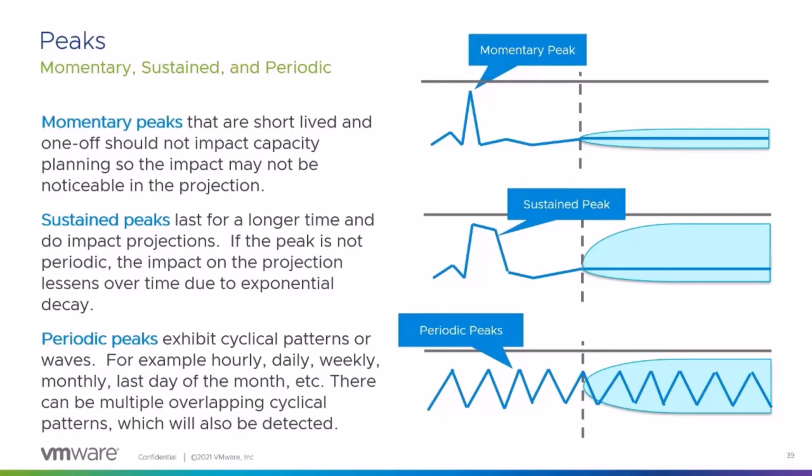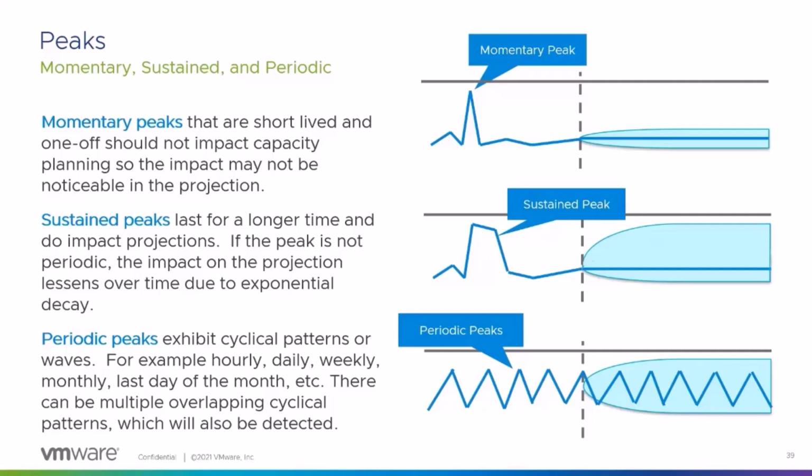And then the last one is periodic peaks. These are peaks that have patterns to them. These can be things like once an hour, daily, weekly, monthly. It can be specific days of the month. There are a lot of different patterns that could be going on, and you can even have multiple patterns at the same time, like an hourly pattern with a monthly pattern. The system can detect those different periodicities and then use them in the projections. So if you see lines in the projections that go up and down, up and down, that's because it has detected that periodicity and projected it out into the future.